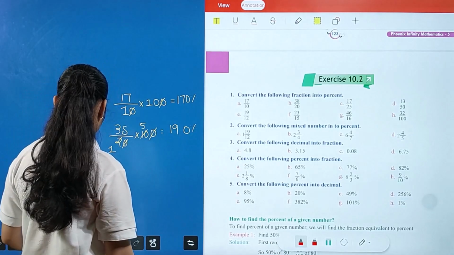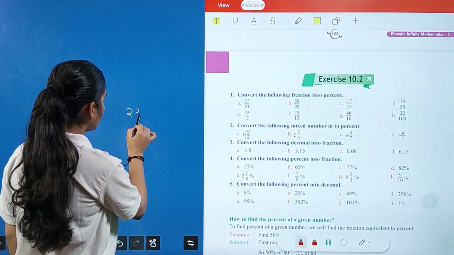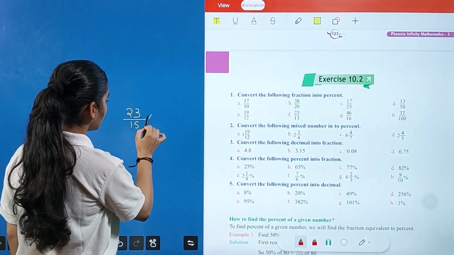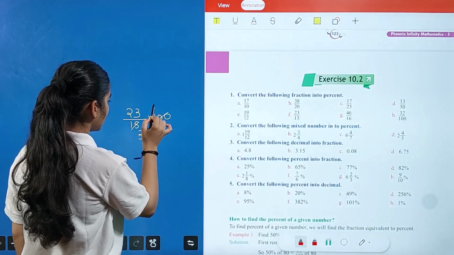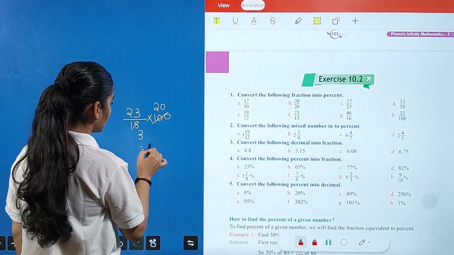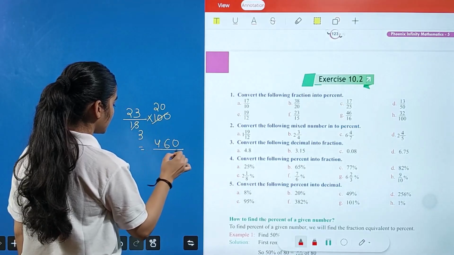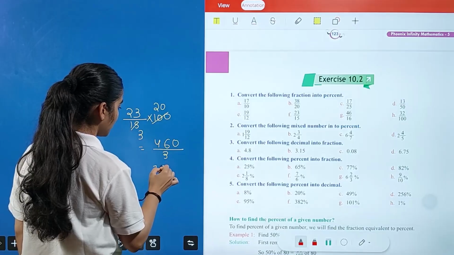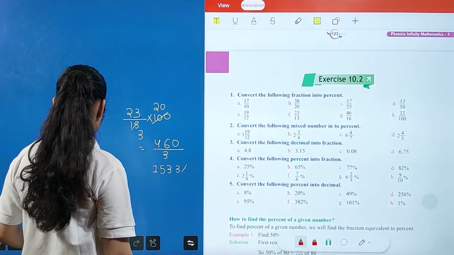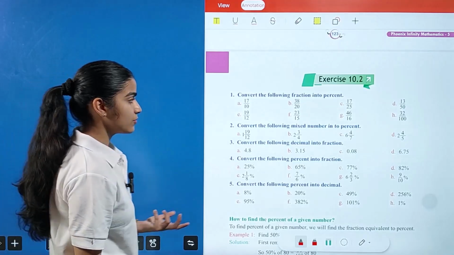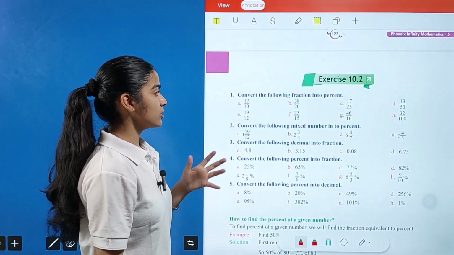Next we have 23 upon 15 multiplied by 100. So here we have 3, here we have 20. Now 2 3s are 6, 2 2s are 4, 0 divided by 3. So here we have 1, 5, 3.3%. Okay, so same process and same steps we have to repeat here for converting the rest of the parts you have in question number 1 from fraction into percentage.